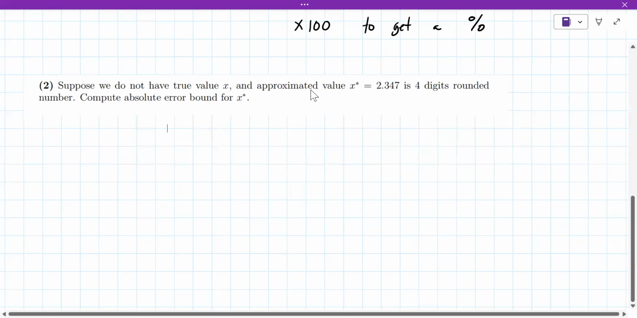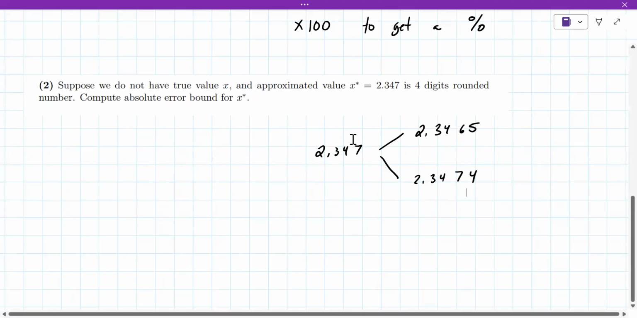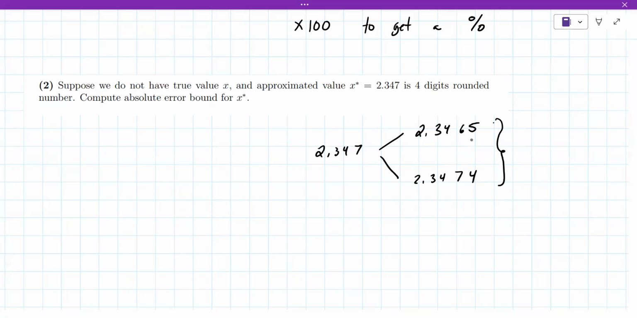So the idea is that since this is rounded, we don't know whether it came from 2.3465 or 2.3474. Any of those numbers would have rounded to this, and anything in between. So it's a range.